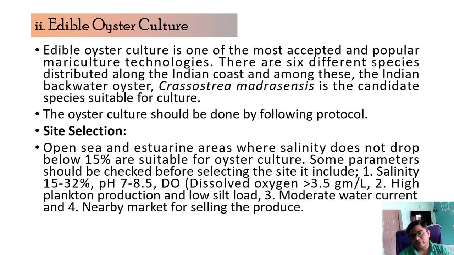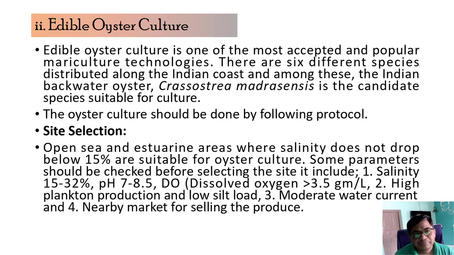Then high plankton production is necessary for that site. It means the oysters need food, and the natural food is in the form of plankton. They prefer plankton in their diet, so there should be high plankton production, and again a low silt load at that site. So you should remember that. Then again a moderate water current, and the number 4 and very important criterion when we select the site is the market. It means the site should be nearer to the market, so whatever production there is, you can easily sell it in the market.